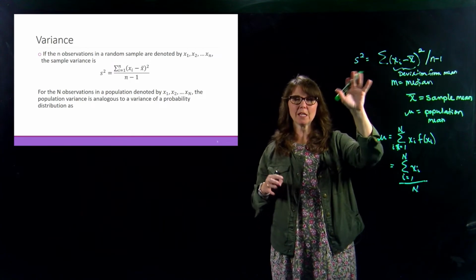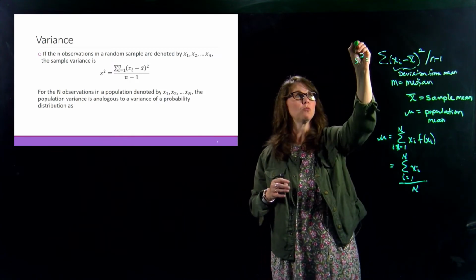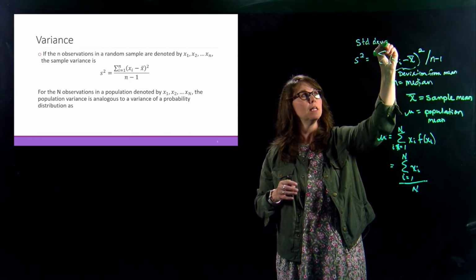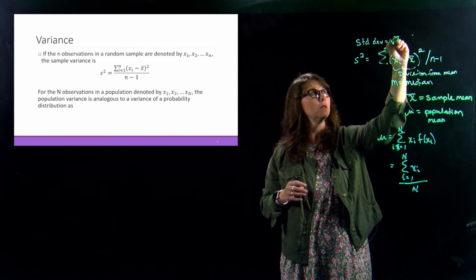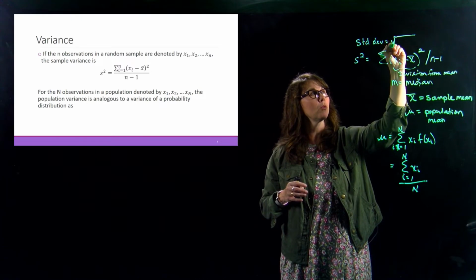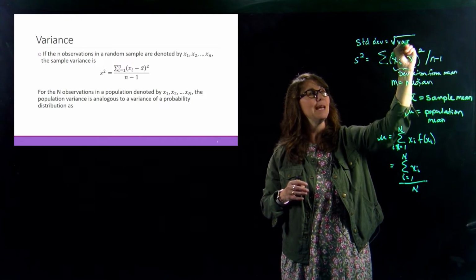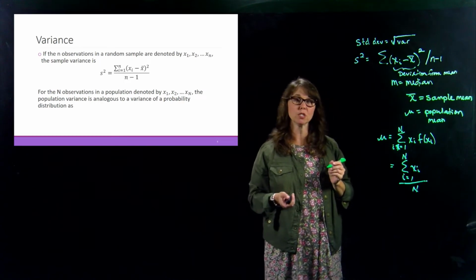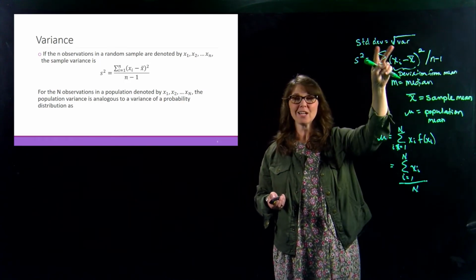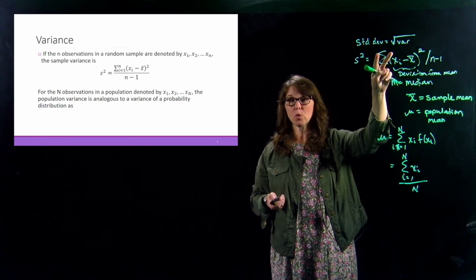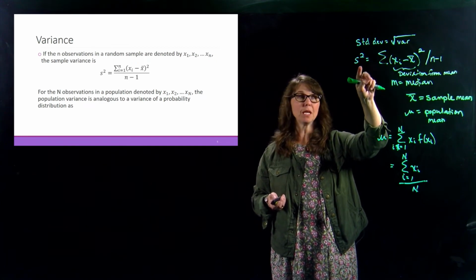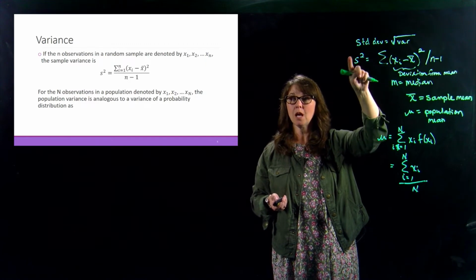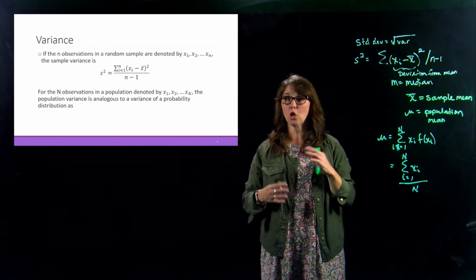So you might be thinking, how is this an average deviation? Well, when we talk about the standard deviation, it is equal to the square root of the variance. And that's actually your average or typical distance that an observation is from the mean. We actually like to talk about standard deviation more than variance because variance is in squared units. Standard deviation is in the units of the original variable.